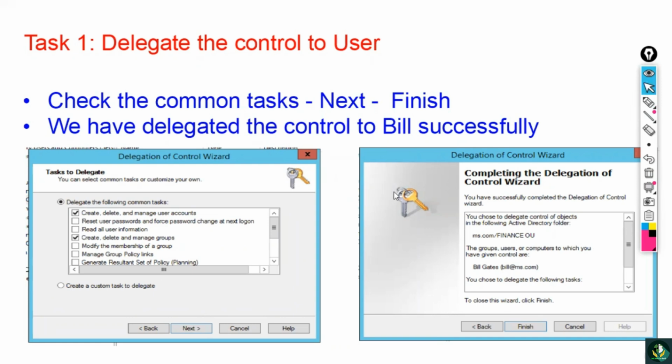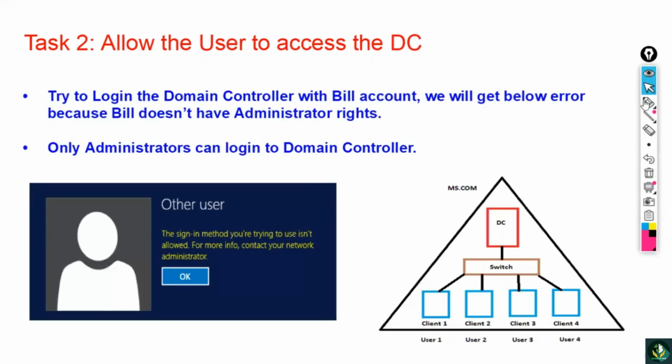So we have delegated the task here, and we'll try to log on the domain controller with Bill account. We'll get the below error. Bill doesn't have the administrator rights. So you will get this error because Bill doesn't have the administrator rights to access the domain controller. And the error is: the sign-in method you are trying to use isn't allowed.